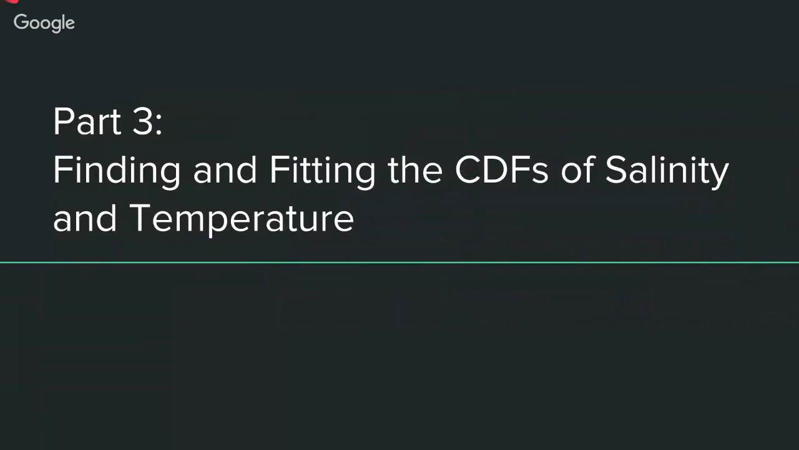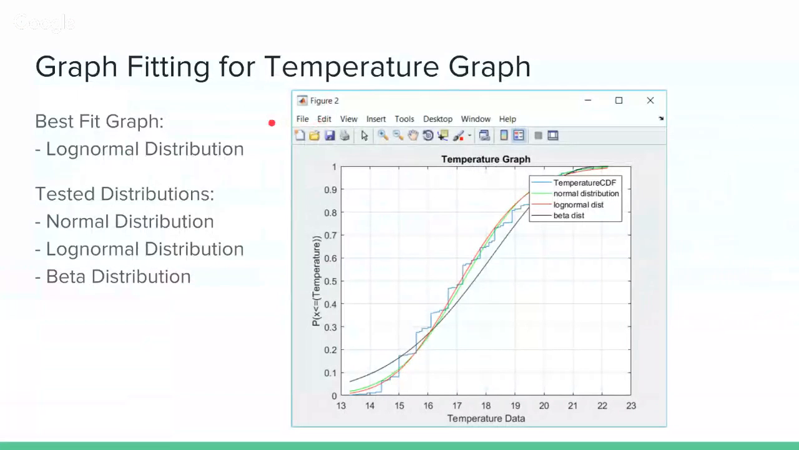Okay, so back to Austin. We're on to part 3, finding and fitting the CDFs of salinity and temperature. So the first part of part 3 was to do something very similar to what we did in part 1. We just wanted to find CDFs. So we made a CDF for temperature and we made one for salinity.